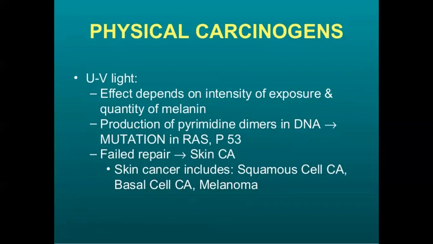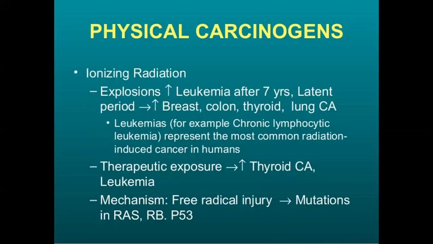The second point is the physical carcinogens, which include UV light. This effect depends on the intensity of the exposure and the quantity of melanin. There is production of pyrimidine dimers in DNA, which leads to mutations in RAS and p53. There is failed repair, which leads to skin carcinoma. Skin cancer includes squamous cell carcinoma, basal cell carcinoma, and melanoma.